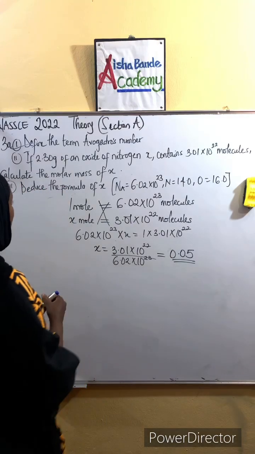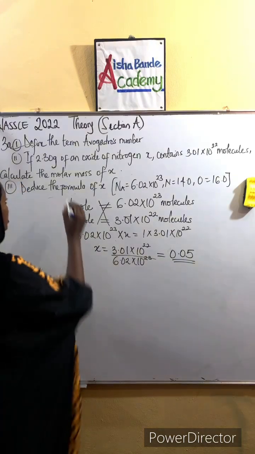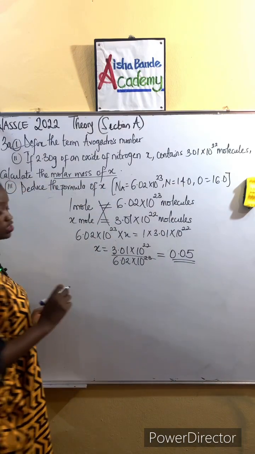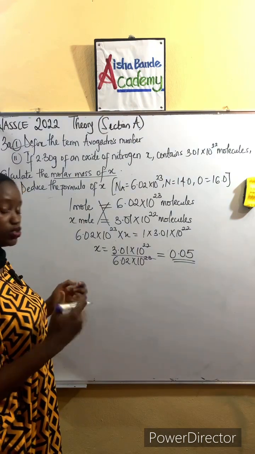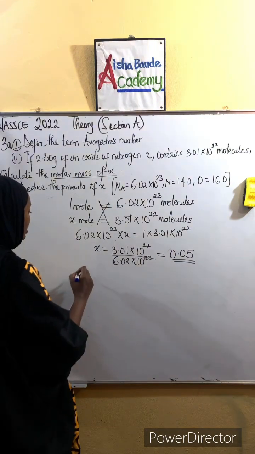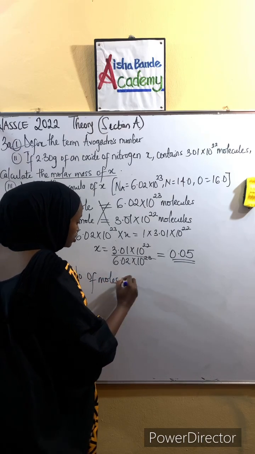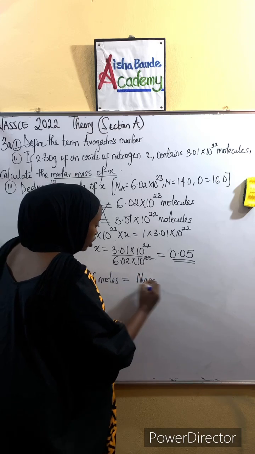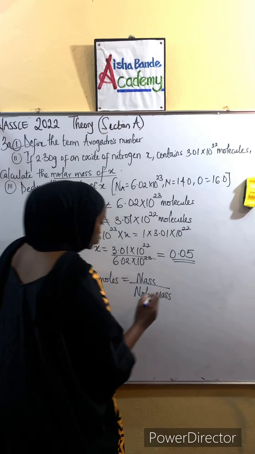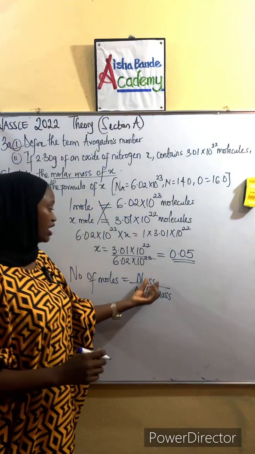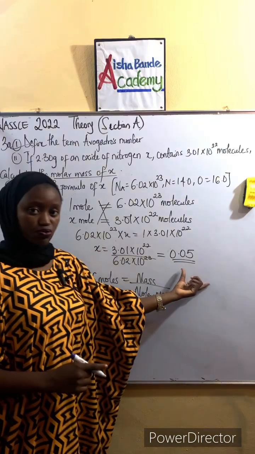So now we've gotten this. The next thing we need to do, as you can see from the question, is to calculate the molar mass of X. Then there's a relation we need to introduce here, which is a formula. The formula states that the number of moles is equal to the mass divided by the molar mass. This is a formula we need to know. We've already calculated the number of moles of X, which gave us 0.05.